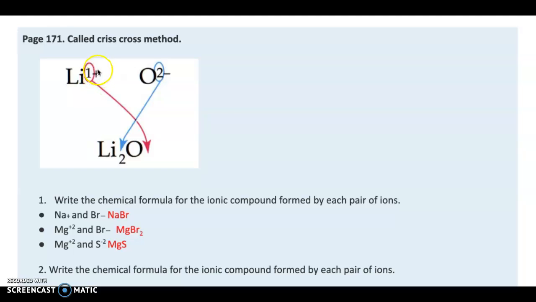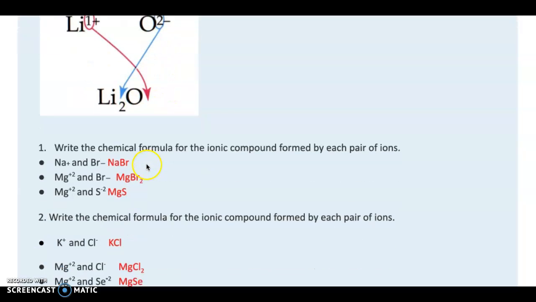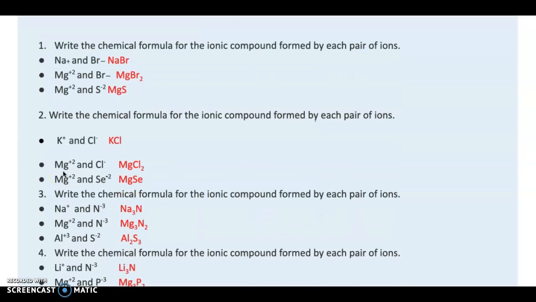We also skip the charges. We just write the numbers. Remember, they go on the bottom. So for example, this example, sodium with a charge +1 and bromide with a charge -1. You just move the numbers to each ion, and as you can see, it's 1 and 1. We skip the 1, we skip the charges, and you get sodium bromide.